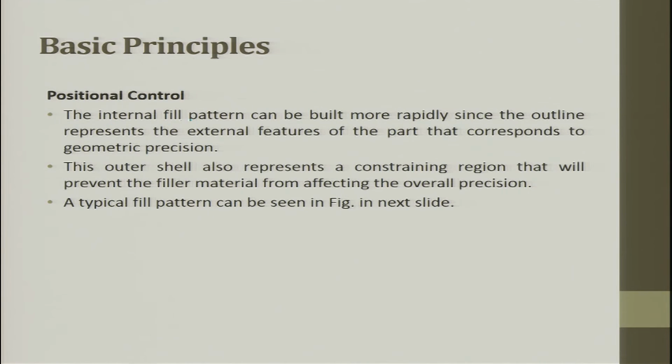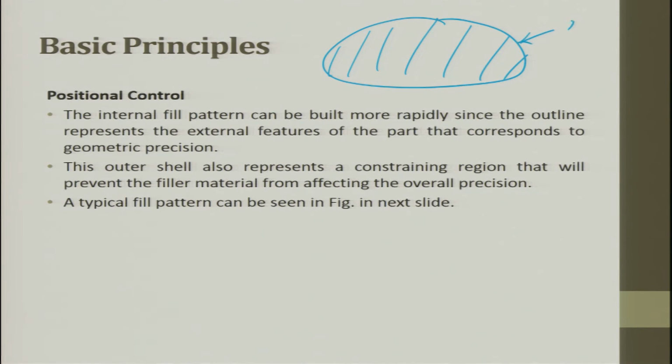The internal filling pattern can be built more rapidly since the outline represents the external feature of the part that corresponds to the geometric position. So, what we are trying to say, you had a layer, okay. This is a layer and this is the internal filling. This is the external and this is internal filling. Okay. The internal filling pattern, so these are the roads we talked about, can be built more rapidly since the outline represents, correct.